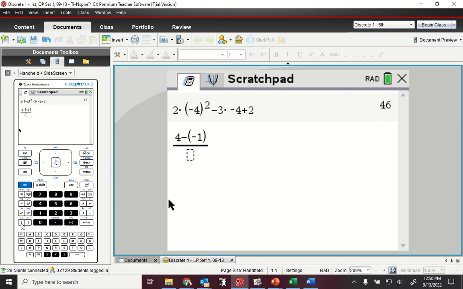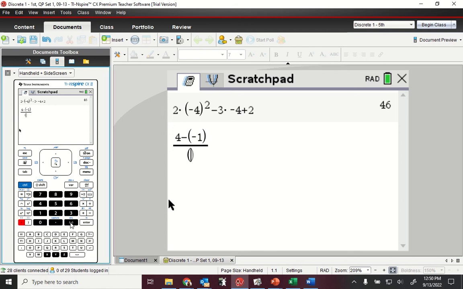Over parentheses, what was that? Negative 3? Negative 2, very good. Close. Minus negative 3. So if you notice, this is exactly how I would have it here. So, get my answer? 5.